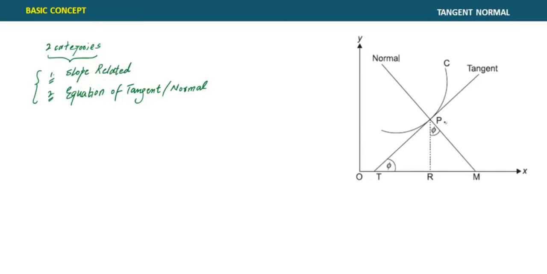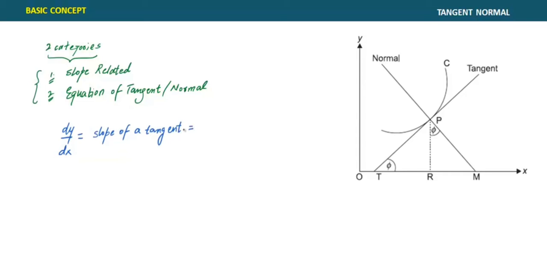So let's go into a bit of briefing of what we mean by slope and all this. We did dy by dx. What do you mean by dy by dx? Dy by dx is nothing but the slope of a tangent at a point. The value of dy by dx is nothing but the slope of tangent.